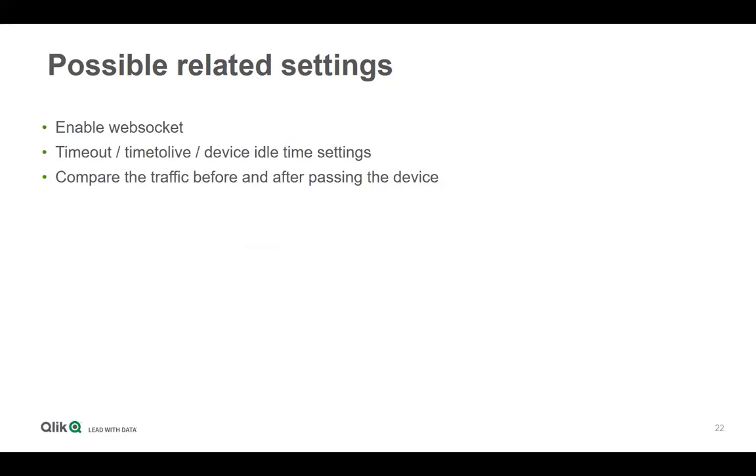The next thing you can check on this network device is the timeout settings. It could be called timeout, time to live, device idle, or any similar name. For example, some firewalls cut off idle connections every 5 minutes. You can try to increase the timeout setting on the firewall to a larger value.